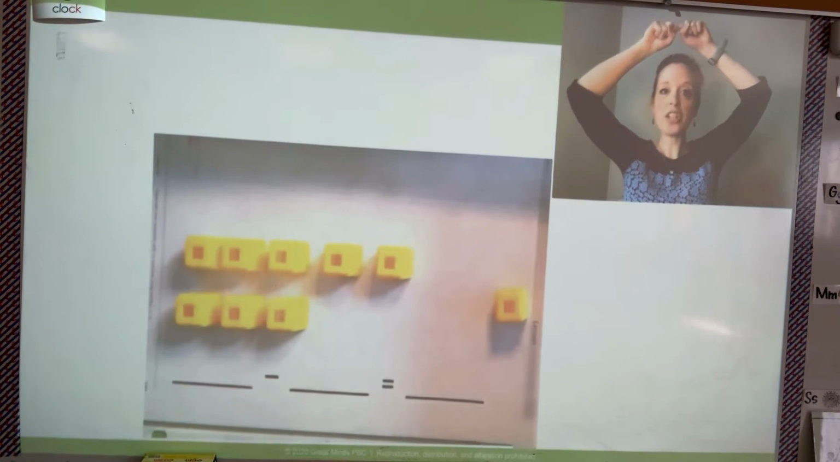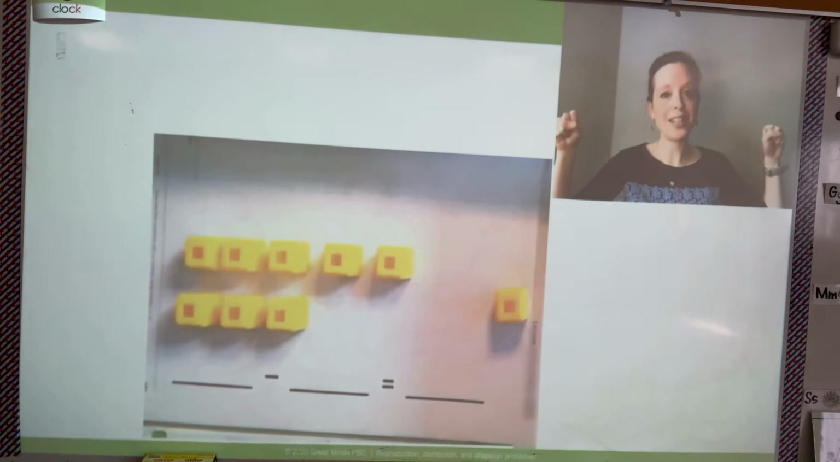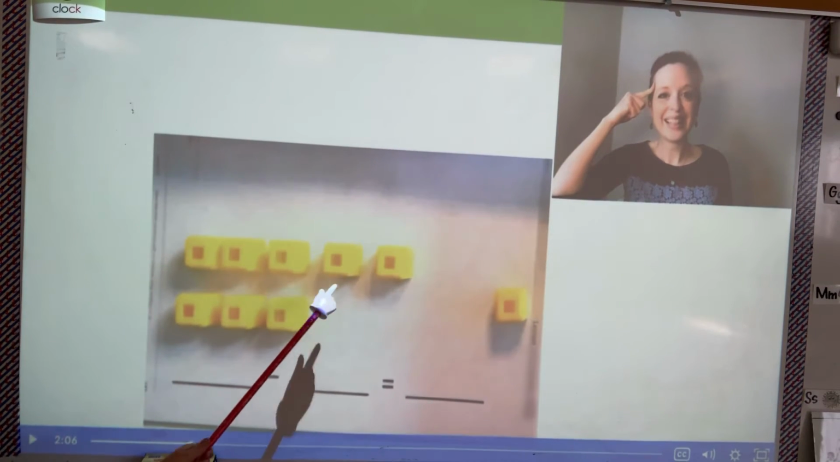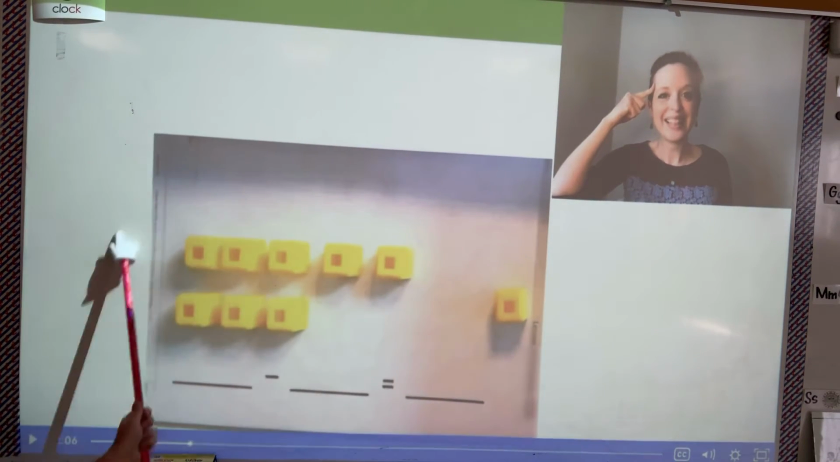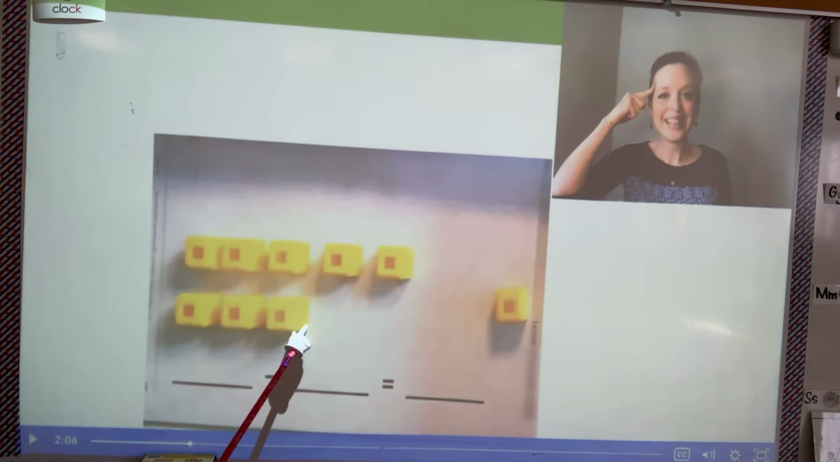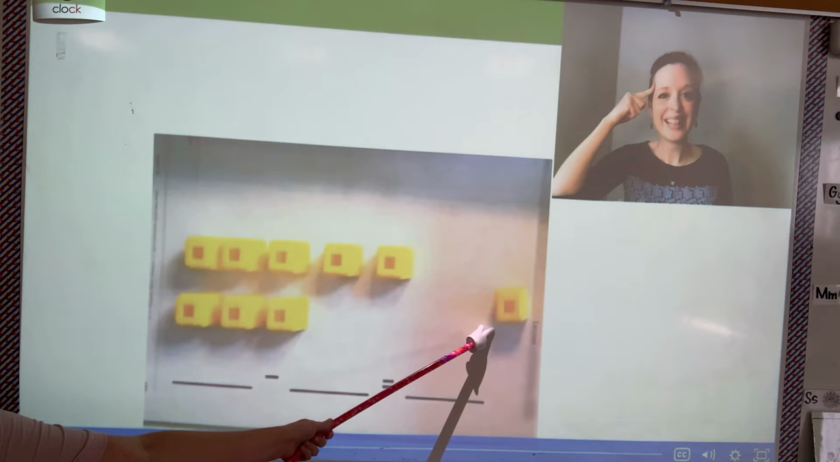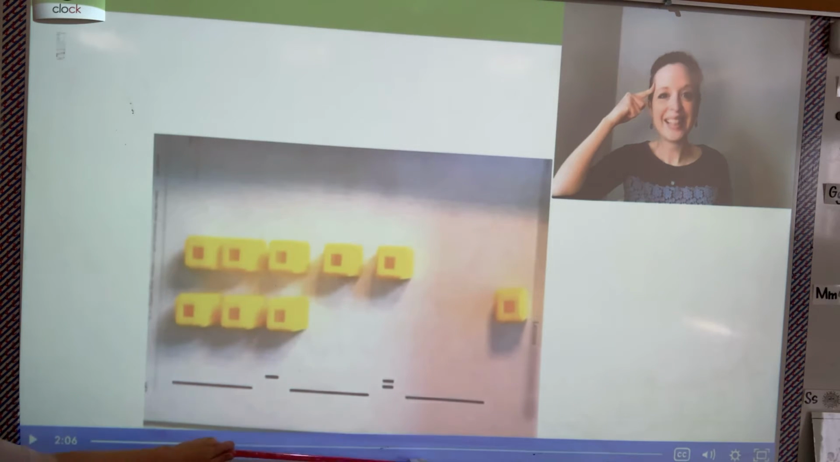Now, what are the 2 parts? Think. Okay, so show me on your fingers just this part right here. Show me on your fingers this part. Awesome. Now show me on your fingers this part. Excellent.